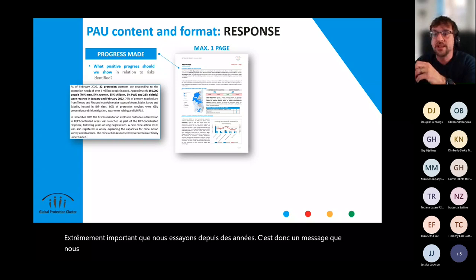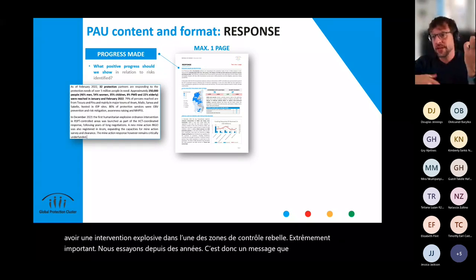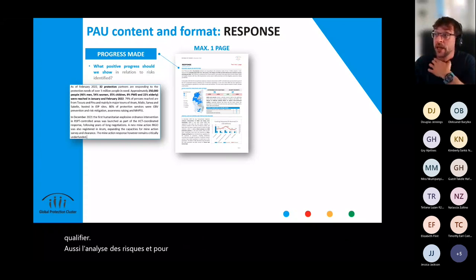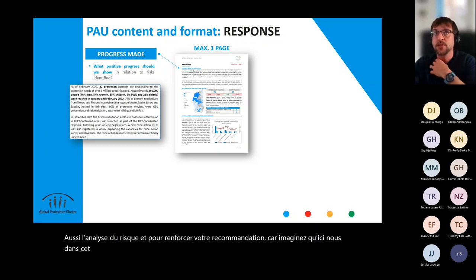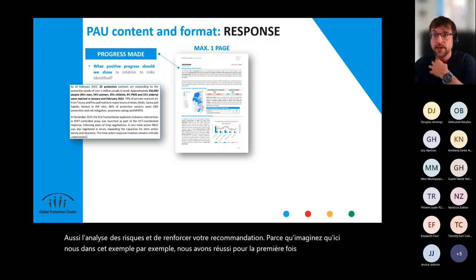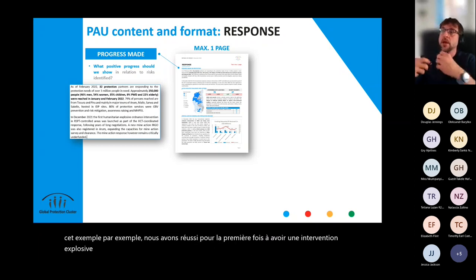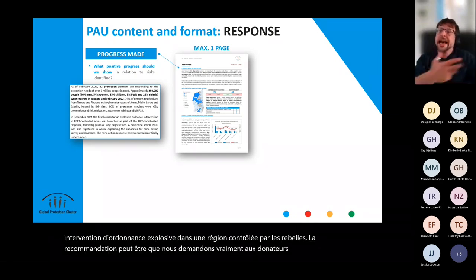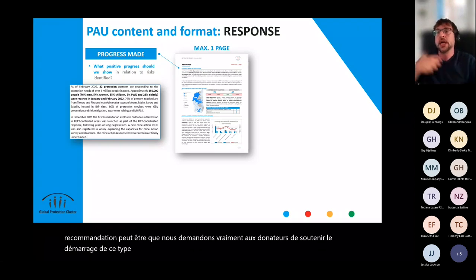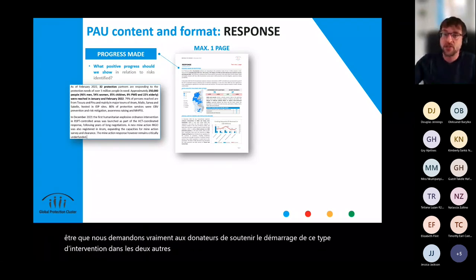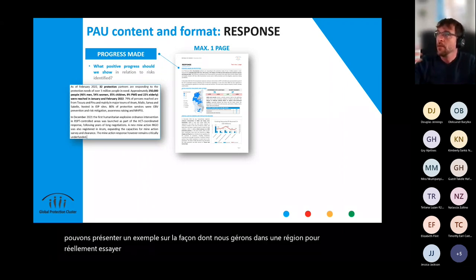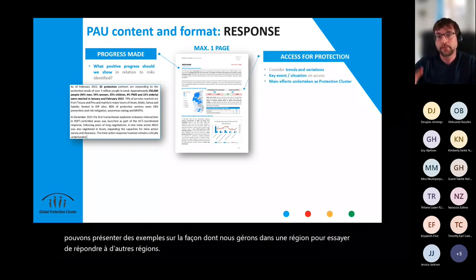So really focus on something important to qualify the analysis of risk and to reinforce your recommendation. Imagine that in this example, we managed for the first time to have an explosive ordnance intervention in one region controlled by the rebels. The recommendation can be: we really ask donors to support starting this type of intervention in the other two regions where there are rebels. Maybe we can present an example of how we managed in one area to try to expand to other areas. It's one example. But start from the progress made.